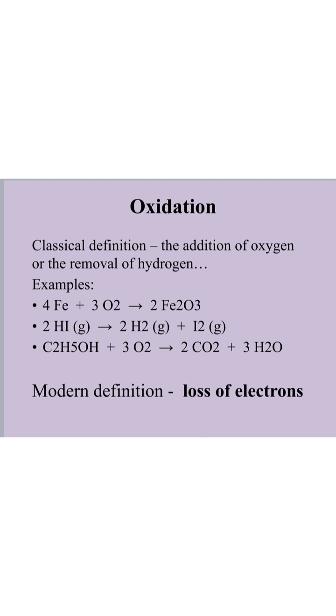So the classical definition of oxidation is either adding oxygen or removing hydrogen. So you can see on these examples how we go from iron and oxygen to make iron oxide, so we are adding oxygen, or hydrogen iodide is separating, and so we are removing hydrogen. Those are the classical way that an oxidation has been defined. Our more modern definition and what we will use is the loss of electrons.